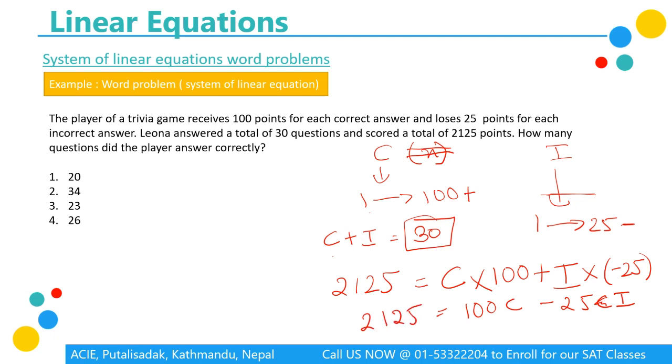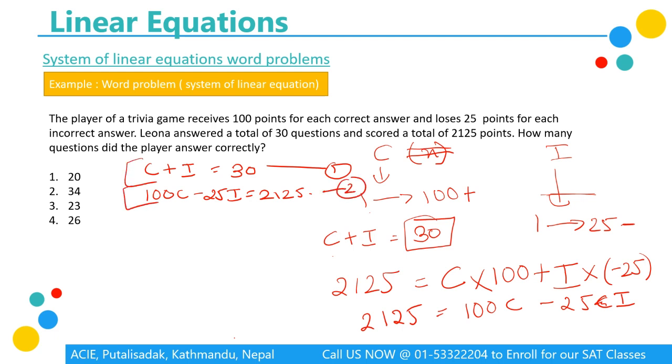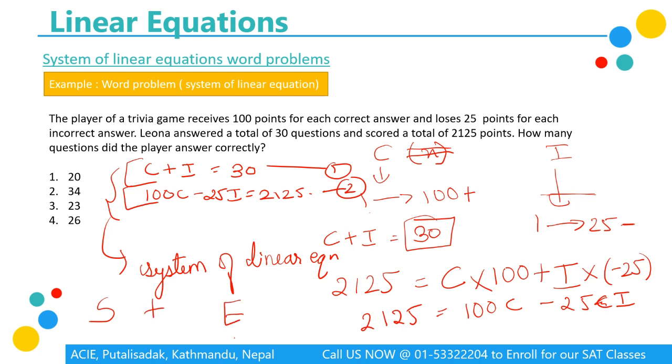So the two equations that we have come up with are C plus I equals 30 and 100C minus 25I equals 2125. We have now created two equations, therefore we have made a system of linear equations. After this step is done, the rest is pretty easy. We just have to use either the elimination method or the substitution method to get the right answer, and I'll leave that section to you guys.